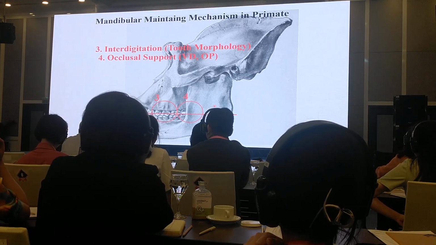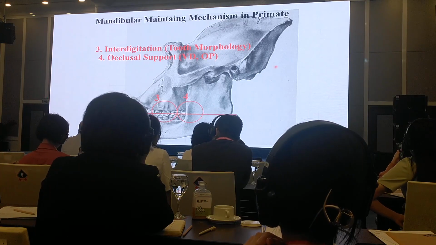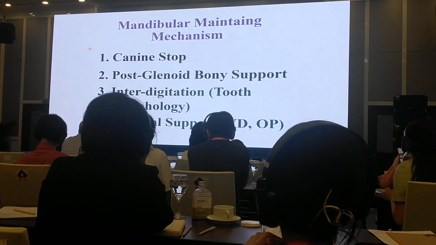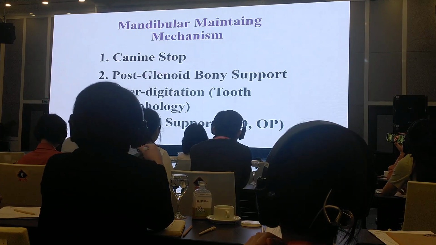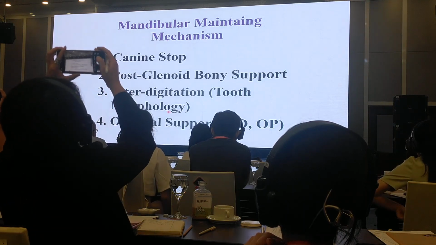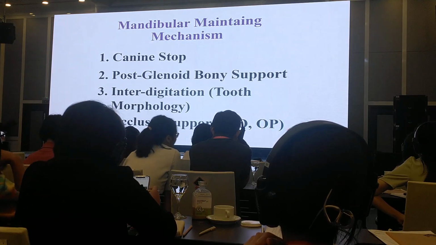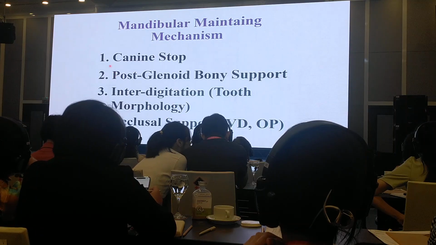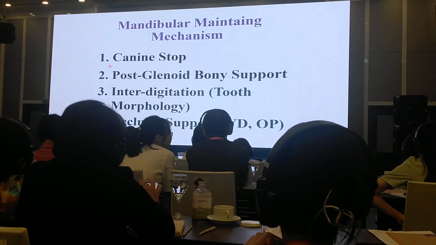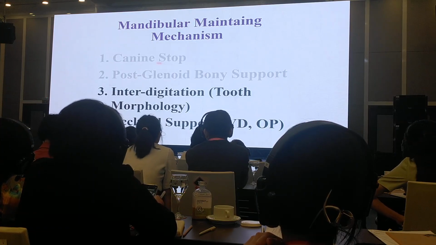We must observe carefully our teeth. Is this mandibular adaptation okay, or is there some problem? This whole element — canine stop, post-glenoid bony support, tooth morphology, vertical dimension, and the occlusal plane — is a very, very important element to keep mandibular position. But we lost this one here.